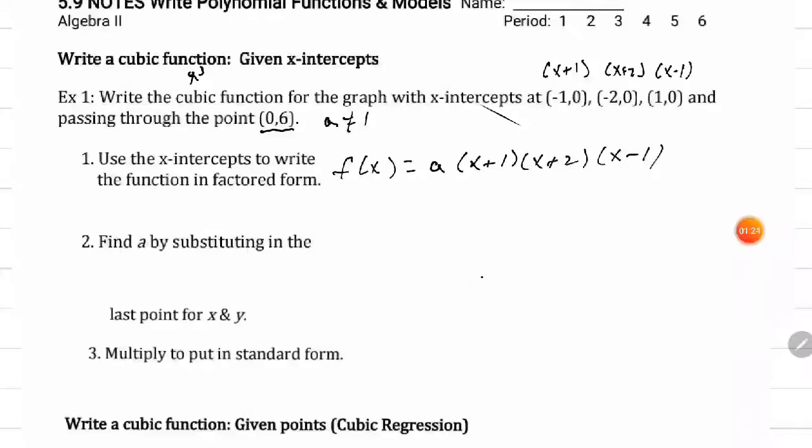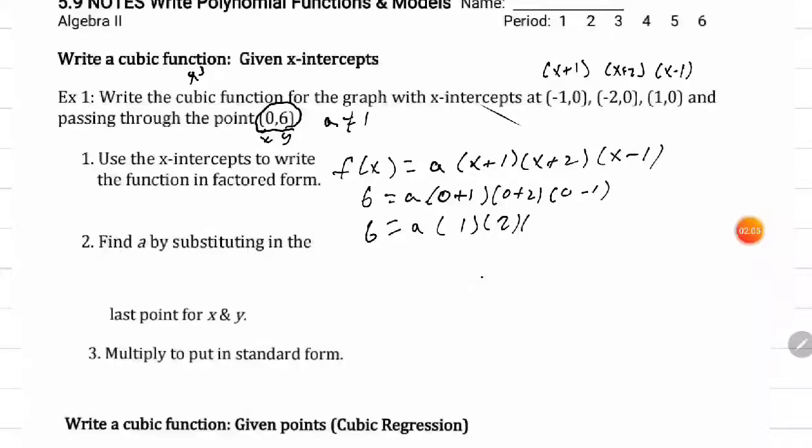Okay? Now, since we're given this point, x, y, we're going to plug those in to find out what a is. So remember, f of x is just y. So this is 6 equals a, what we're looking for, and then x is 0, so 0 plus 1, 0 plus 2, 0 minus 1. So this is 6 equals a times 1 times 2 times -1. So 6 equals -2a. Divide both sides by -2. And I get a equals -3.